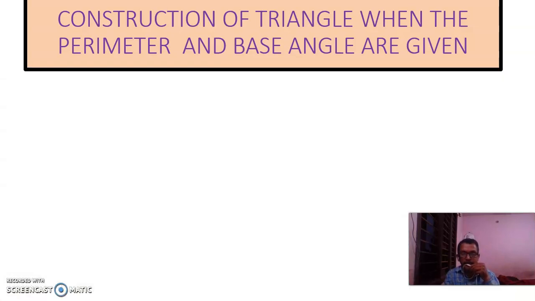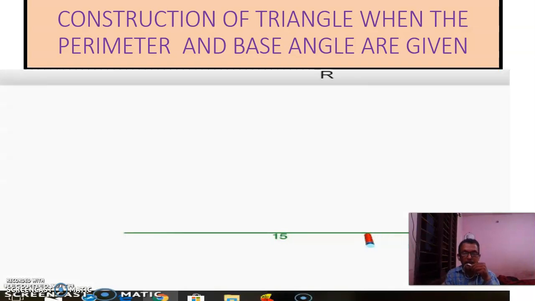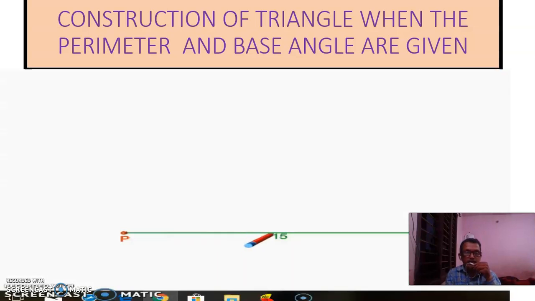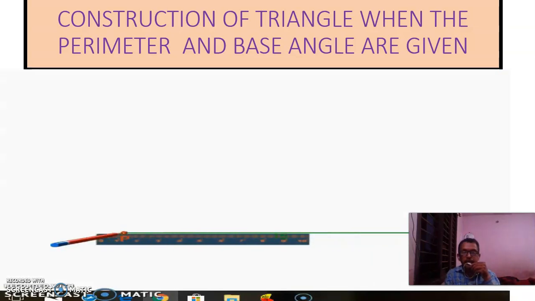Now I am drawing a 15 centimeter line. So first draw the 15 centimeter line. Now the first point is A and the second point is B.